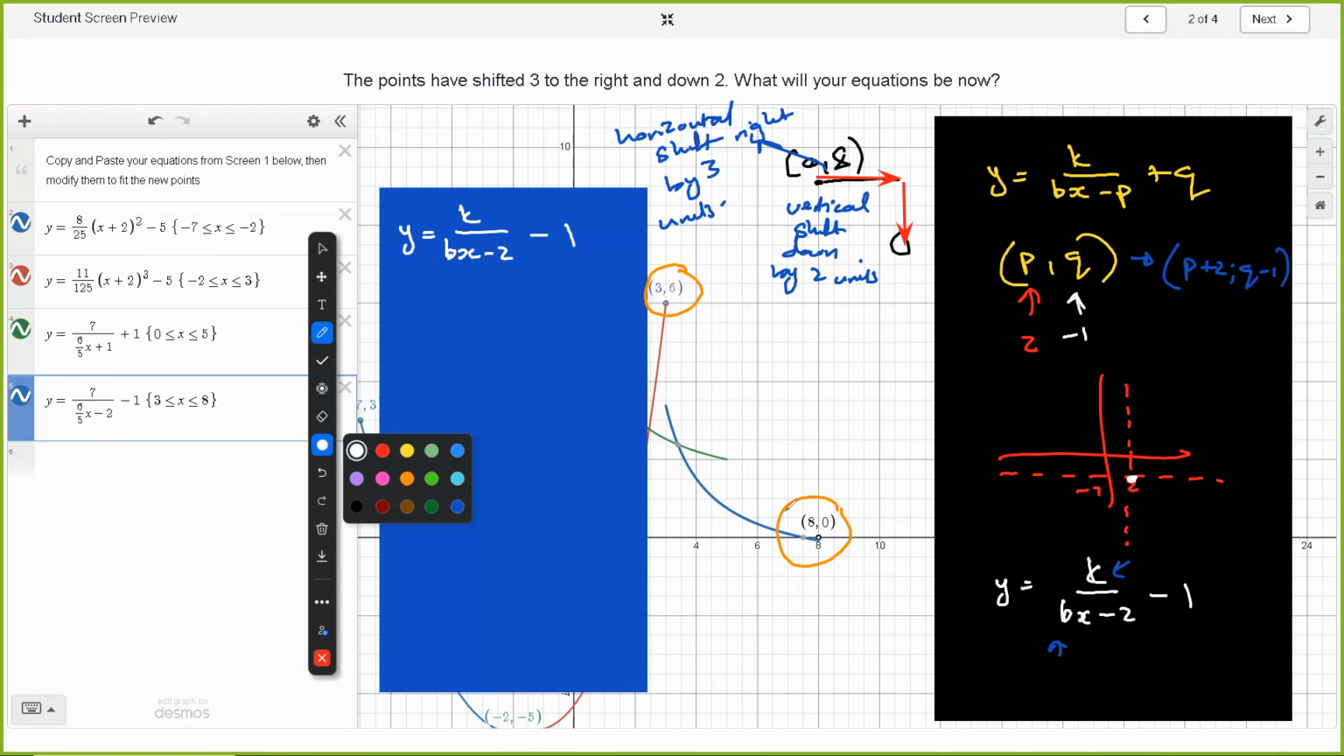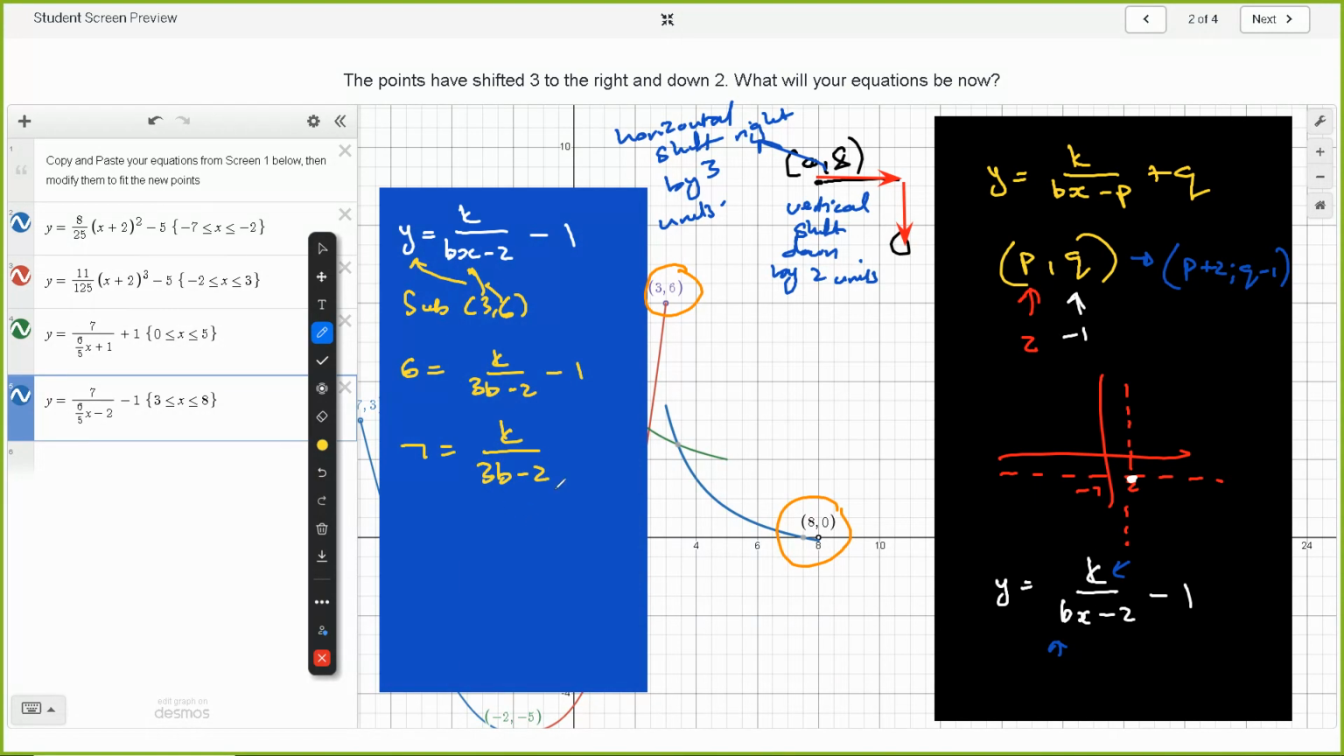So let's start with 3, 6. Okay, so if I substitute 3, 6 in here, then I gotta go 3 goes into x, 6 goes into y. 6 equals k over 3b minus 2 minus 1. That becomes 7 equals k over 3b minus 2. I now have an equation with b and k.